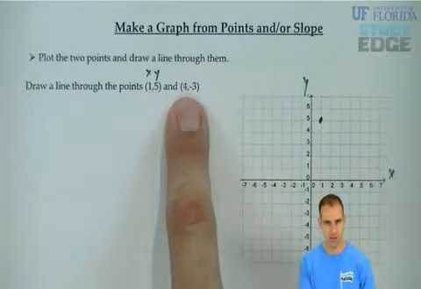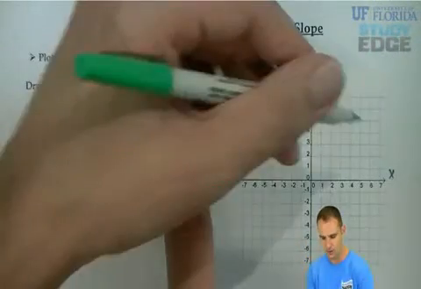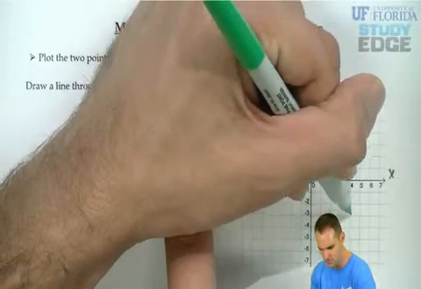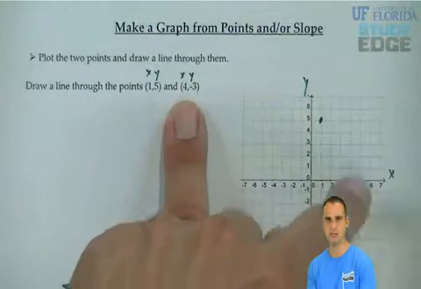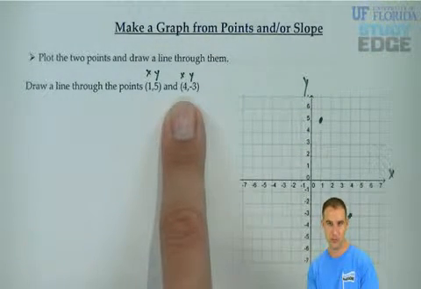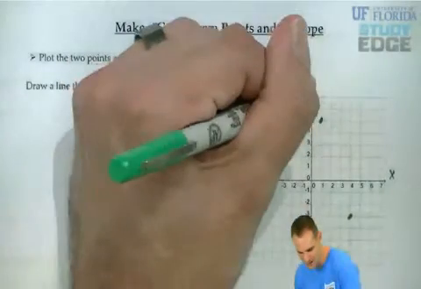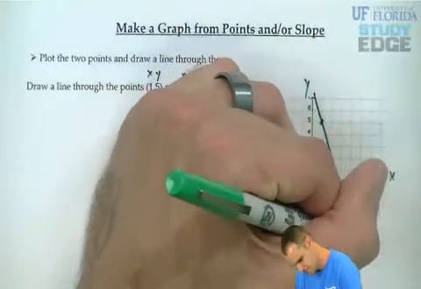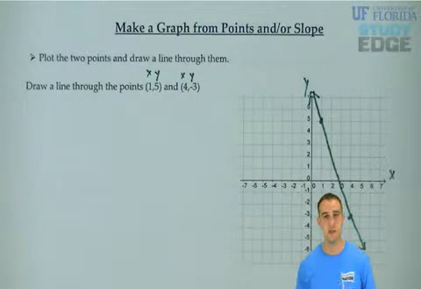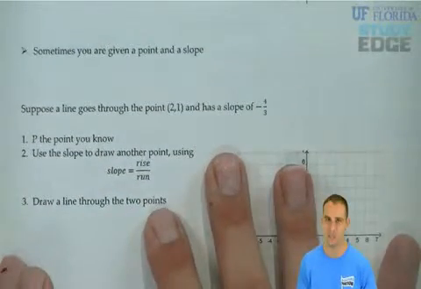Then we have (4, -3). X is 4, y is -3. X overall is going to be 4, and then for y, you're going to go down 1, 2, 3. Make sure that's the x location of 4 and the y location of -3. And between those 2 points, we've got to draw a line. Grab 2 points, draw the line that connects them. So that's pretty nice. Sometimes, though, you're given a point and a slope.